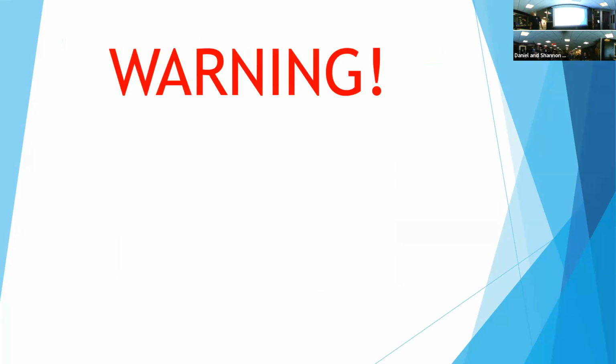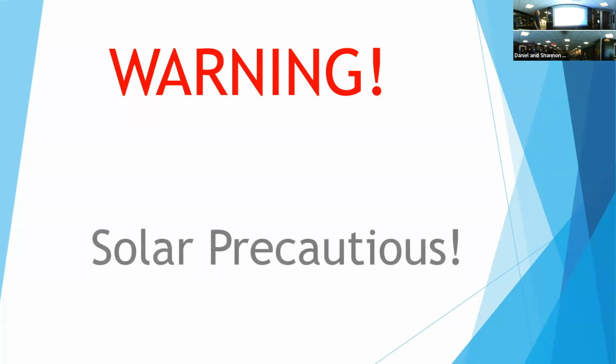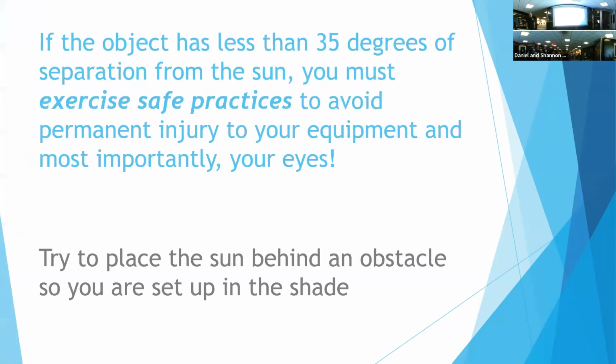Warning. Of course, during the daytime, you have the solar precautions. Observing in the daytime, you have the sun in the sky. So let's find out what that means by solar precautions. If the object has less than 35 degrees of separation from the sun, you must exercise safe practices to avoid permanent injury to your equipment and, most importantly, to your eyes.